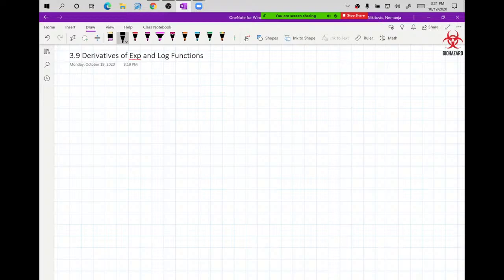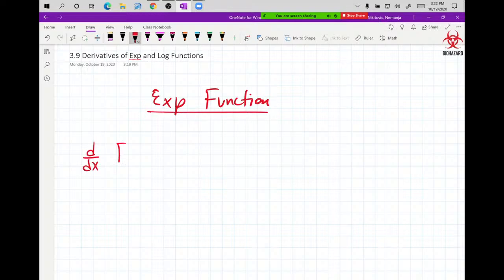Now, first we start with exponential functions, and we start with what we know. So exponential function. Now, these are all obviously derivatives. What you learned before is that the derivative of e to the x is e to the x. So the derivative is itself.